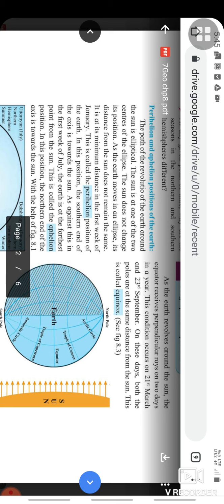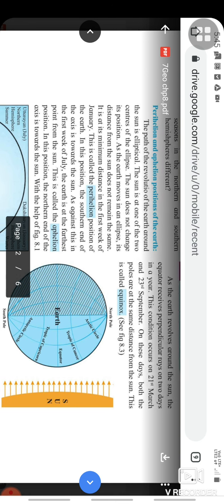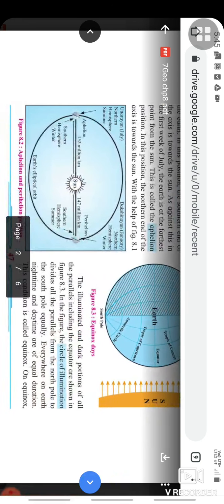This is called the perihelion position of the earth. In this position, the southern end of the axis is towards the sun. As against this, in the first week of July, the earth is at the farthest point from the sun. This is called the aphelion position. In this position, the northern end of the axis is towards the sun.